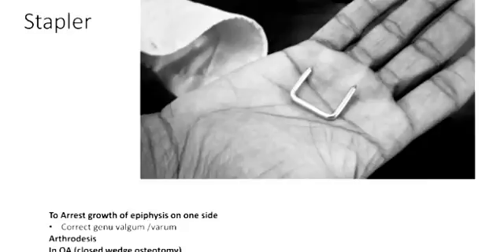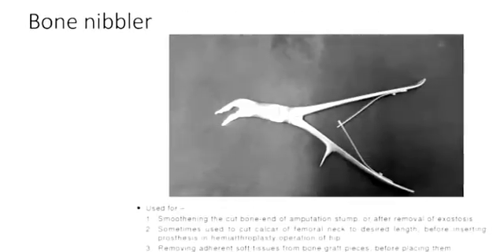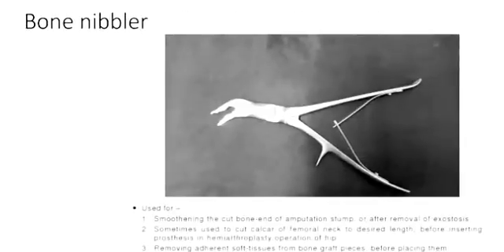Stapler to arrest growth of epiphysis on one side and correct genu valgum or varum, arthrodesis in osteoarthritis or closed osteotomy. Then this is the bone nibbler. Bone nibbler is used for nibbling of the bone. It is available in various sizes and with different angles of the nose. Some of the common bone nibblers are straight nibbler for general use, curved nibbler for spinal surgery, and double action nibbler, that is straight or curved. The double action nibblers are mechanically superior.